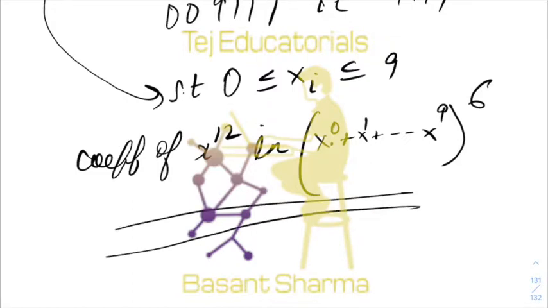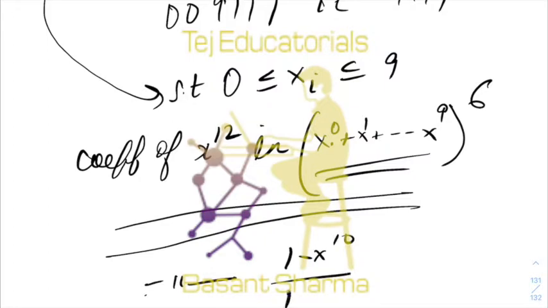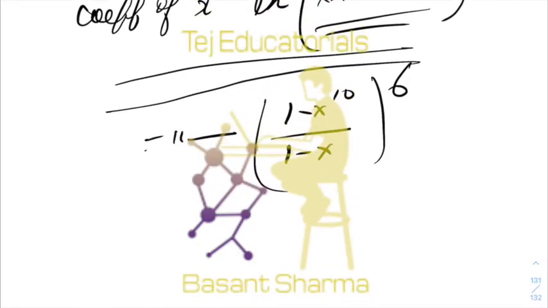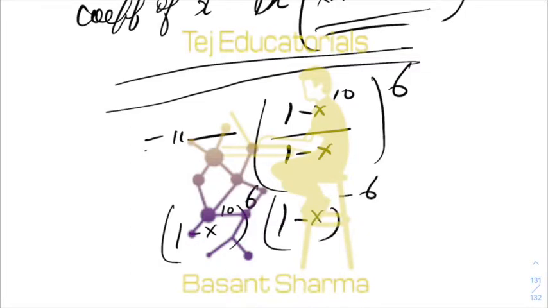This is nothing but the coefficient of x to the power 12 in the expression (1 minus x to the power 10) upon (1 minus x) to the power 6. Now you can easily calculate the coefficient. This will be (1 minus x to the power 10) to the power 6 into (1 minus x) to the power minus 6.